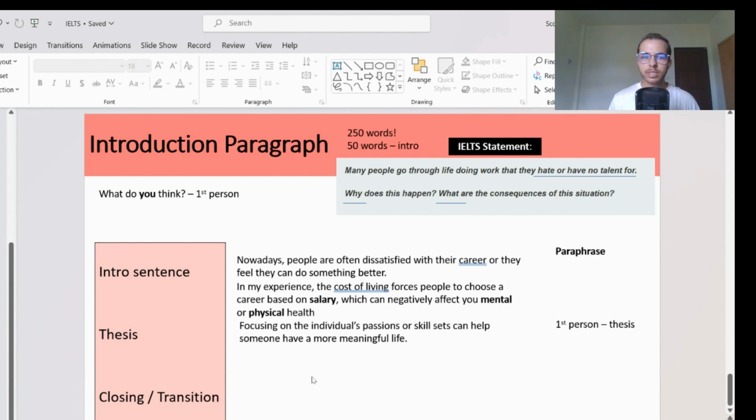So, when you are focusing on your introduction paragraph, make sure you have an intro sentence that paraphrases the IELTS statement. Have a thesis which has a main idea and two supporting facts, two supporting statements. Then, if you have time and space, you can have a smooth transition into your next paragraph. This is the best structure to do the IELTS Task 2 writing part. Remember, you only have 30 minutes, so use your time wisely.